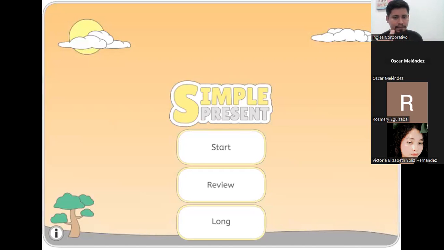Okay, thank you, teacher. Okay, well, what you have to do there is complete the exercise that you are seeing on your screen. This is about simple present tense. And once you have completed this exercise, you need to take a screenshot of the score that you're going to receive at the end, okay? Then you have to send the screenshot to the WhatsApp group, the one that we have for Inglés Corporativo, okay? That's all.